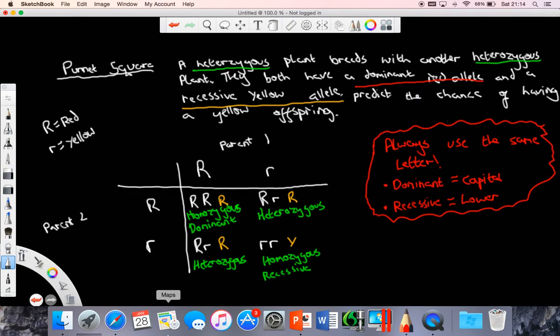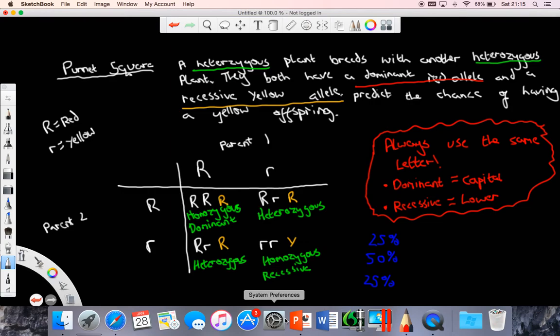Now, if we think of this as proportions, okay, we can say that each part is worth a quarter. So literally, we've got 25% being homozygous dominant. We've got 25 plus 25, 50% being heterozygous. And we've got 25% being homozygous recessive. So we can see that 25% of the offspring would have yellow leaves because only 25% would be homozygous recessive.